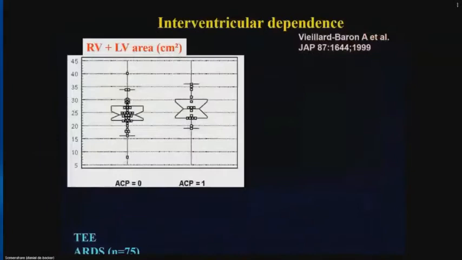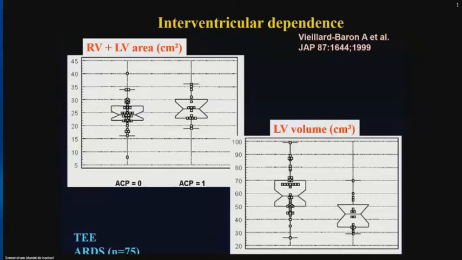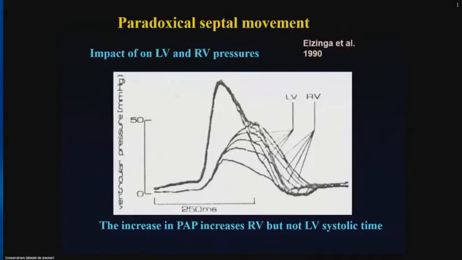Importantly, and this was again nicely shown by Antoine Vieillard-Baron a few years ago, the total volume of the heart is quite similar in patients without acute cor pulmonale and patients with acute cor pulmonale. But the difference is really that the right heart is dilated at the expense of the left heart, so that the total volume is identical, but the left heart is really of minimal size, and hence cardiac output is decreased in these conditions. Another very important aspect is the development of the paradoxical septal movement.